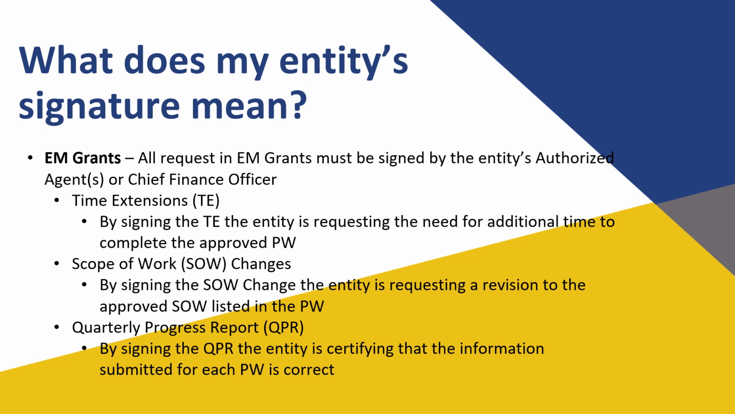Electronic documents are also signed in EM Grants, namely time extensions, scope changes, and quarterly reports. These are official documents that tell Iowa HSCMD how your project is progressing and if anything needs to be updated, such as the timeline or the budget or scope of work. These will be signed by your authorized representative or CFO. Again, make sure that people with knowledge of the project have had a chance to review and comment on any document before signing anything. This will eliminate costly mistakes and omissions.